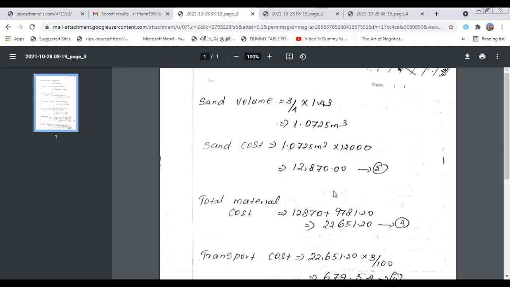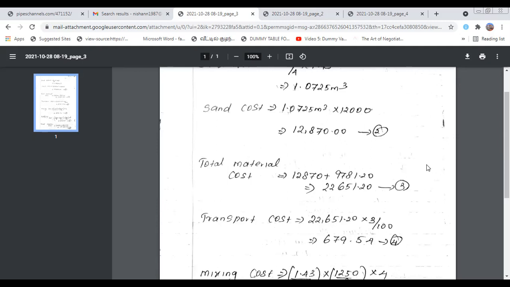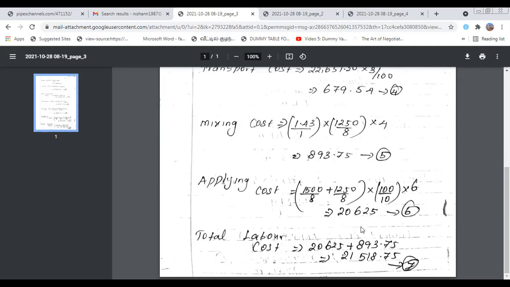Totally 22,651 rupees 20 cents. Now the question for the data output: the total transport cost equals 3% of the total material cost. We know the total material cost 22,651 rupees 20 cents into 3 upon 100, 679.54 rupees, 679 rupees 54 cents for the transport cost.